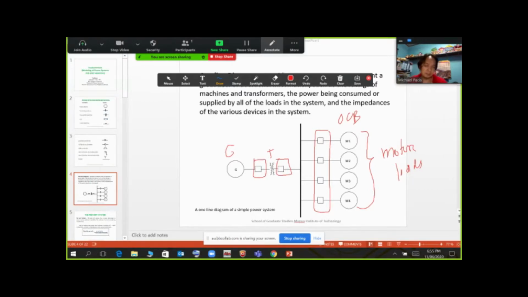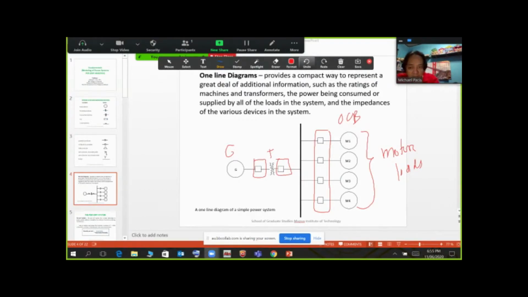So that's it. Now, one more thing, please take note of this. When you have a one-line diagram, another name for a one-line diagram is an SLD. SLD means a single line diagram. Please take note of the following. A single line diagram is a per phase representation of your power system. Which means when you say a per phase representation, you're considering the power system as balanced.